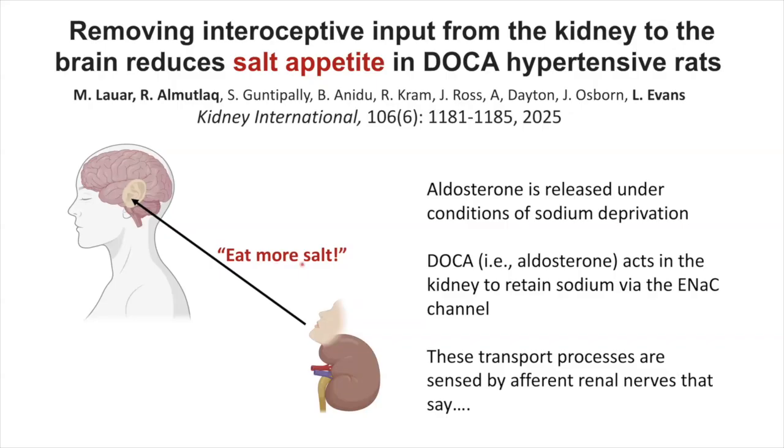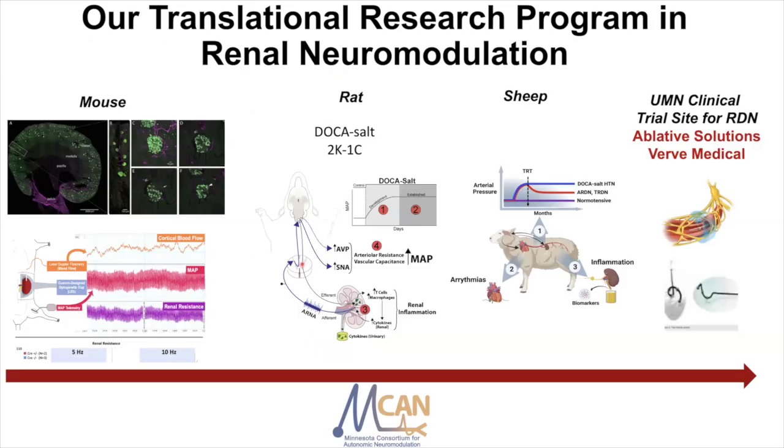So the hormone goes to the kidney to retain sodium, and also signals from the kidney to the brain say, eat sodium. And the idea is this could be a target for treating people who drink too much salt or have too much salt in their diet.